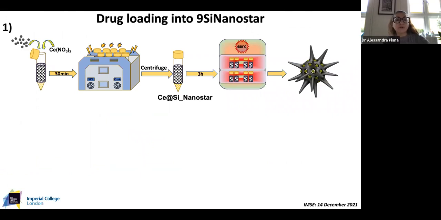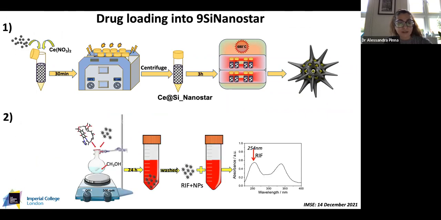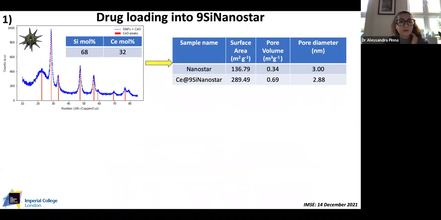After this step, we encapsulate the two drugs. The first drug is cerium nitrate, and the second drug is rifampicin. We used a diffusion method for both drug encapsulations. We did the encapsulation separately and together. So we encapsulated cerium in the silica nanostar and rifampicin in the silica nanostar, and then we tried to encapsulate both in the silica nanostars.